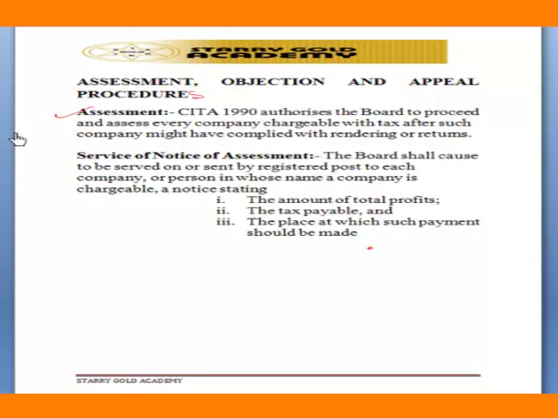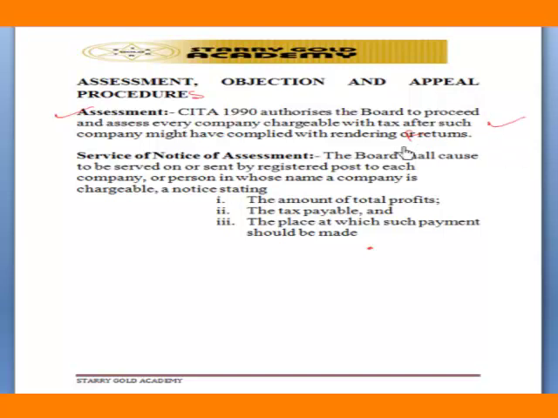Let's start with assessment. Company Income Tax Act 1990 has given the board here, Joint Tax Board, Federal Board of Inland Revenue, the authority, the power to assess every company chargeable with tax after such company has complied with rendering of return. So it therefore means every company after rendering return will be assessed for tax.